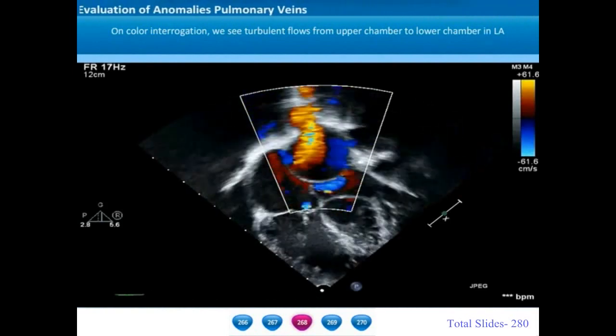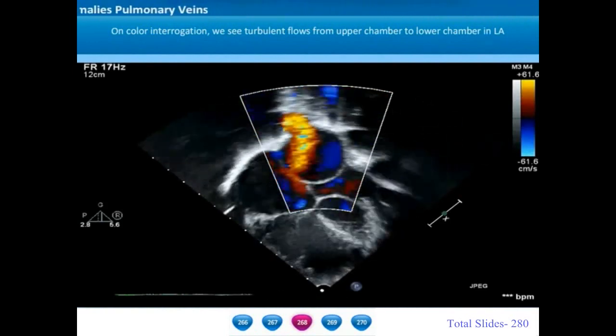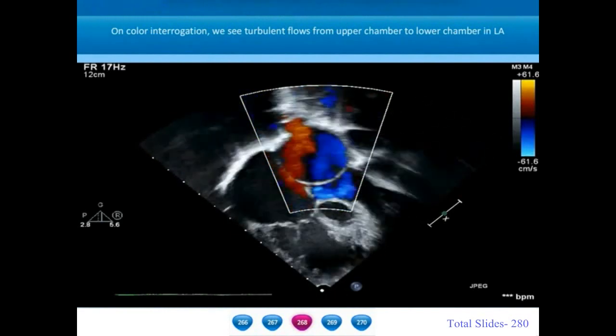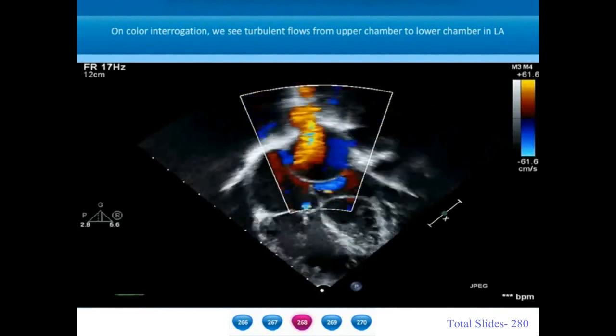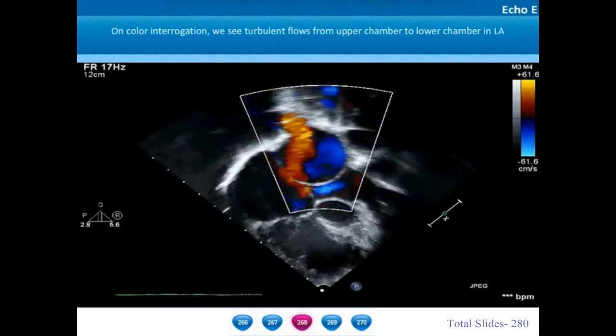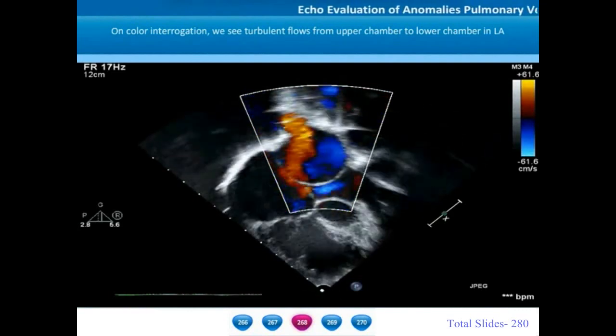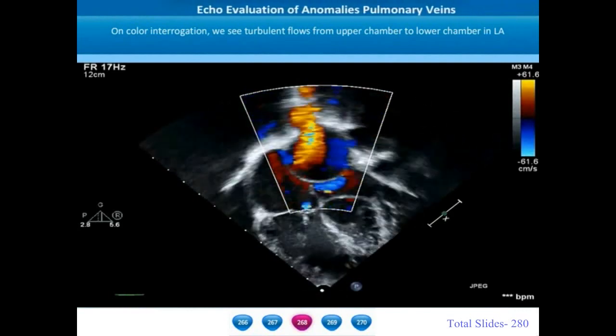The pulmonary venous flows entering the upper chamber is seen very well. There is a small turbulent flow seen through the membrane closer to the interatrial septum. This indicates the site of entry from the upper chamber into the lower chamber of the cor triatriatum.